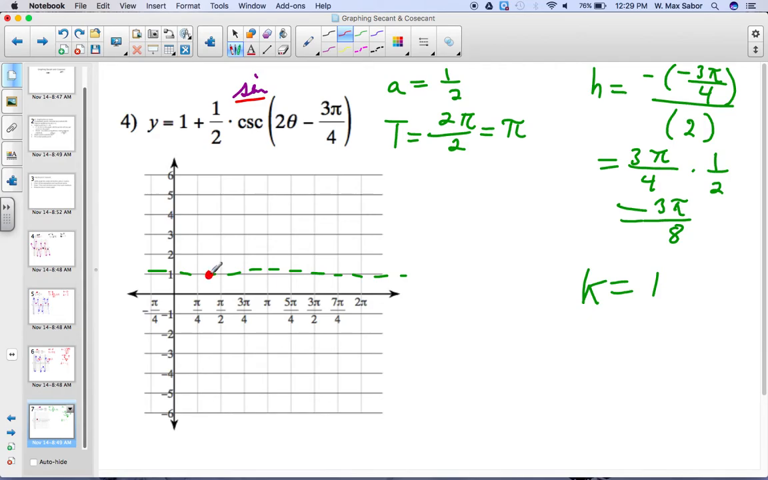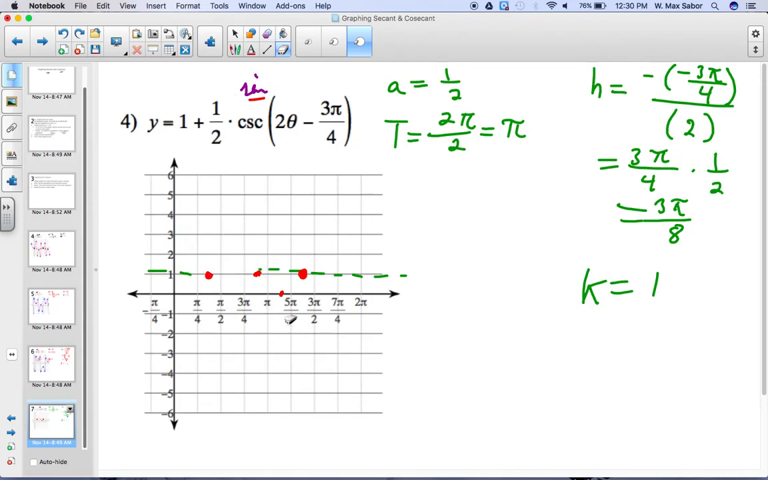And because this is sine, we'll start at an equilibrium point. And if we move another pi to the right, we'll get there. So here are 2 of our equilibrium points. Halfway between will be another equilibrium point. We have a maximum and a minimum. I ignored a piece so far. I forgot to deal with the amplitude.